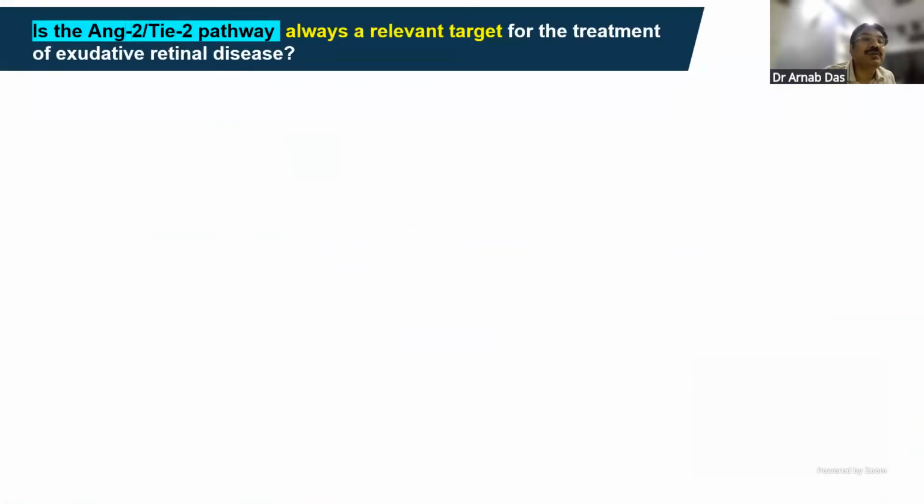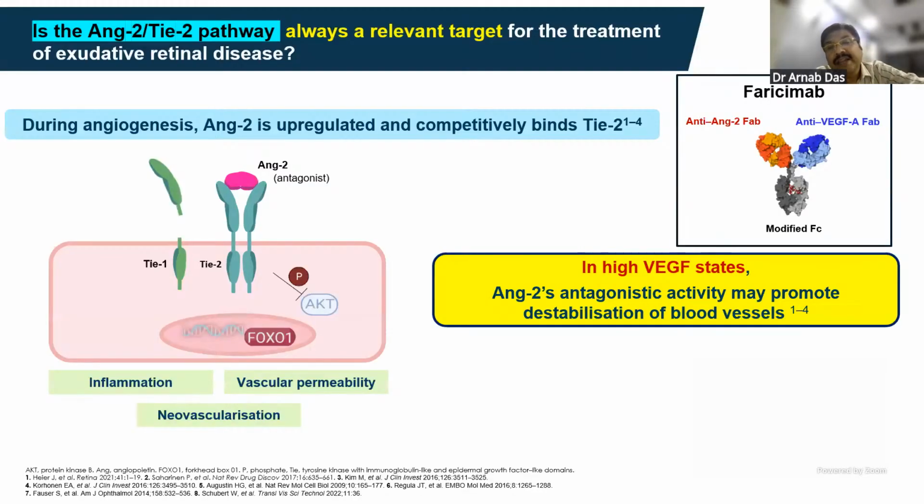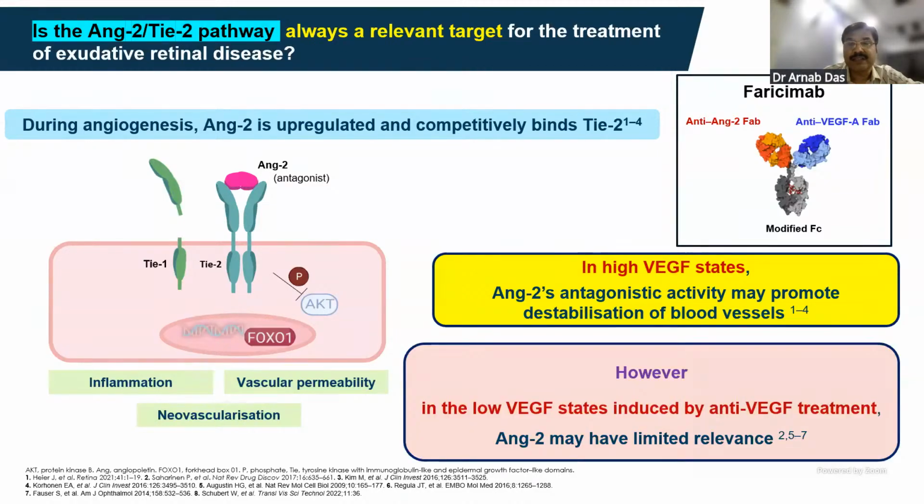Is the Tie2 pathway always a relevant target for treatment of exudative retinal disease? In high VEGF states, angiopoietin 2 antagonistic activity may promote destabilization of blood vessels. We understand this.